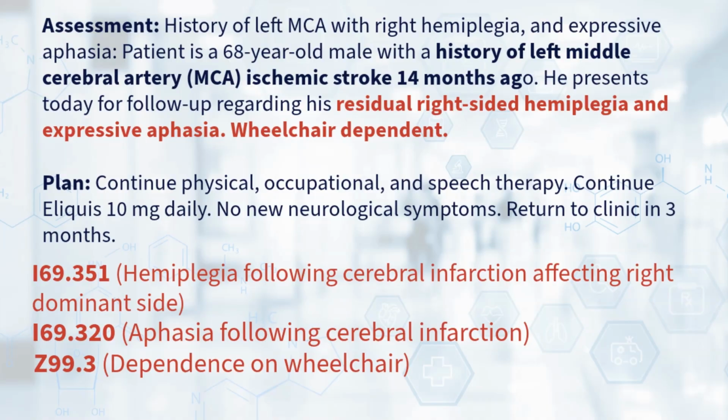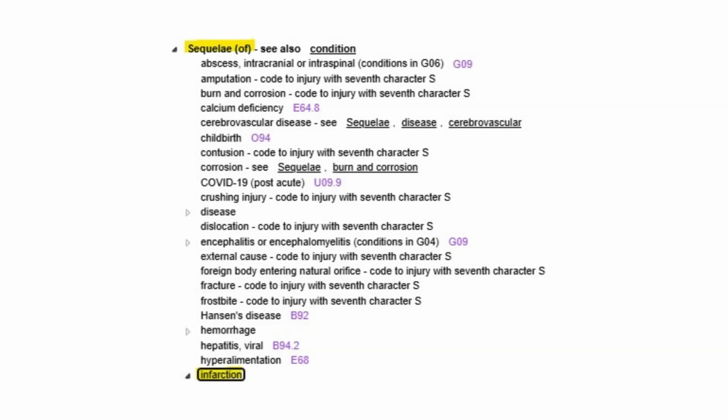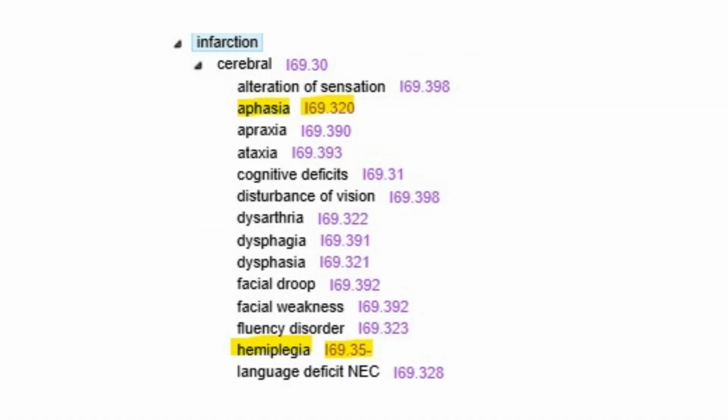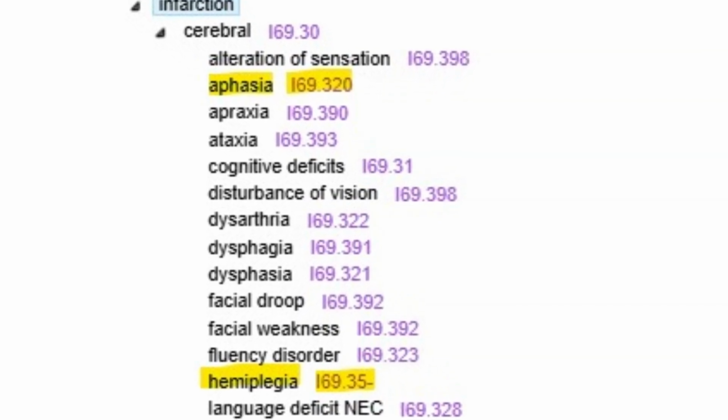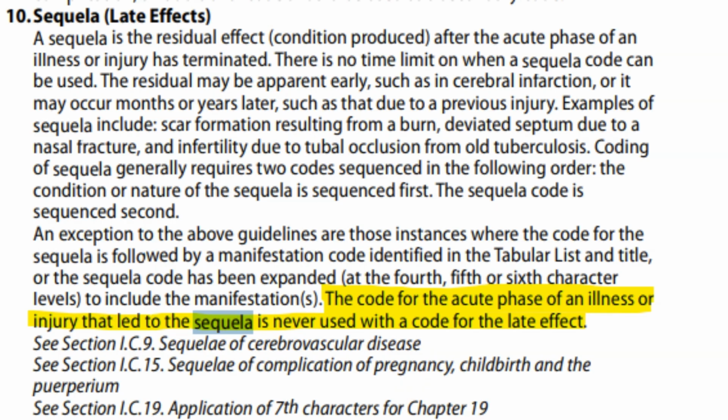And since we know that the stroke was in the past and has caused lasting effects, we're going to look up the term sequelae when assigning an ICD-10 code. After locating the term sequelae, we will look for the term infarction. And then we're going to find the particular sequela that was documented and assign those codes to the encounter. Remember, we do not assign an acute stroke code with a sequela code. The patient had this stroke 14 months ago.